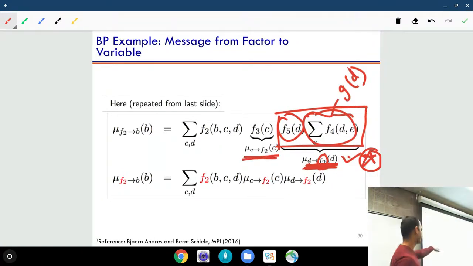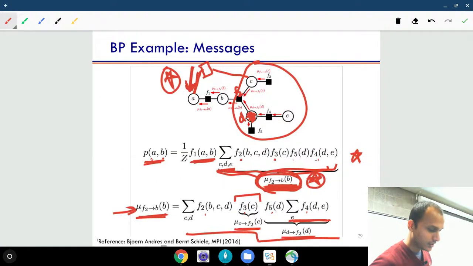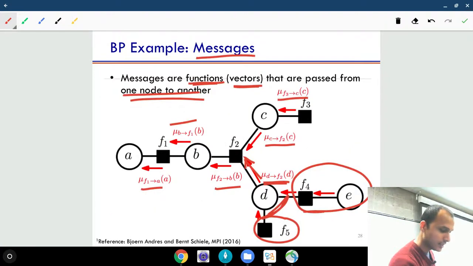And in this case F3, I'm just adding too much notation and calling F3 itself a message from C to F2. So the message from C to F2 is equal to F3 of C, is what I'm defining it to be. Why is that the case?